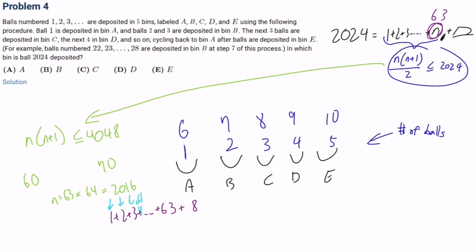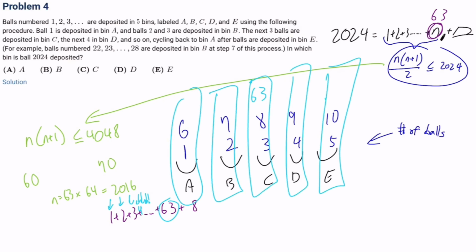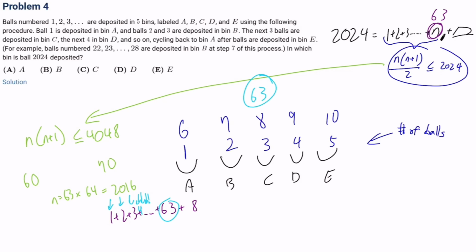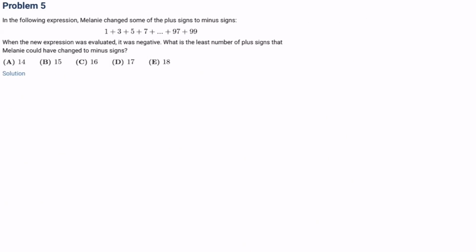So what that tells us is that this is going to go in A, B, C, 4 is going to go on D, E, F, G, A, B, C, D, E, A, B, C, D, E, all the way up to 63, which is going to be right here, right? 63 is going to go in bin C, obviously, because each row holds 5n plus 1, 5n plus 2, 5n plus 3, 5n plus 4, and 5n itself. 63 balls are going to go here, and the next 8 balls, which includes 2024, is going to be in bin D. It's D.